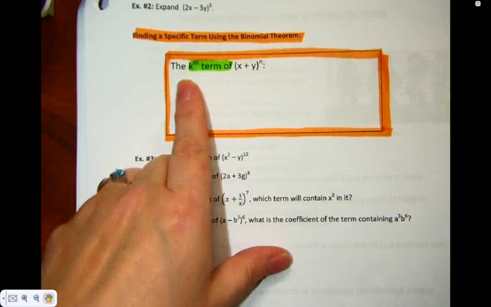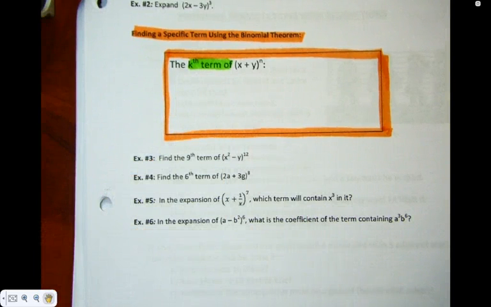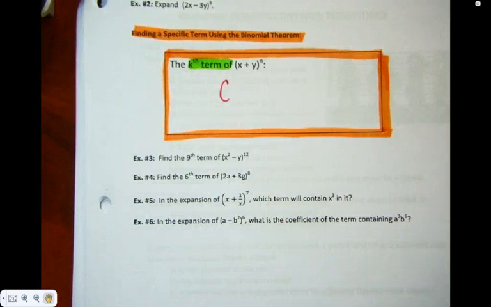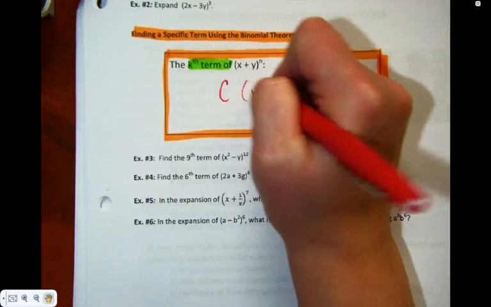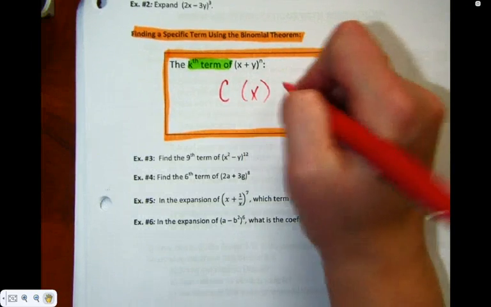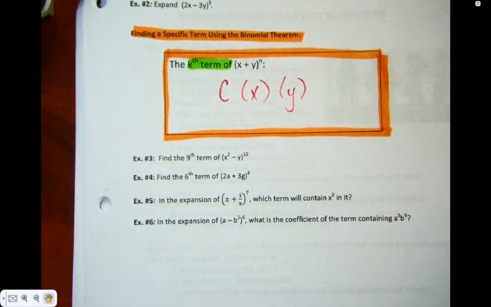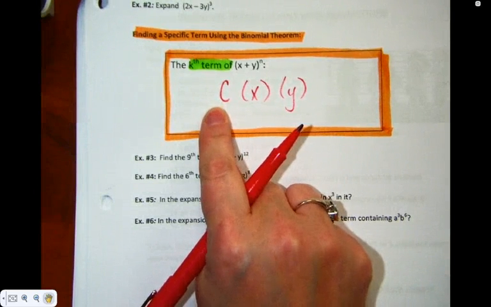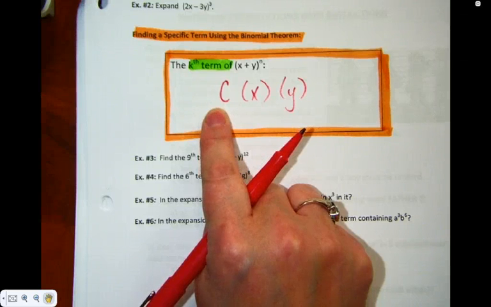So we're going to talk about the kth term, which is hard to say. Don't get caught up in the k. It just means a generic term. So we know we're going to have some kind of combination at the beginning. We know we're going to have the first term, which is x to the something, and we know we're going to have y to the something. Easiest is the n value of the combination. Where does it come from?